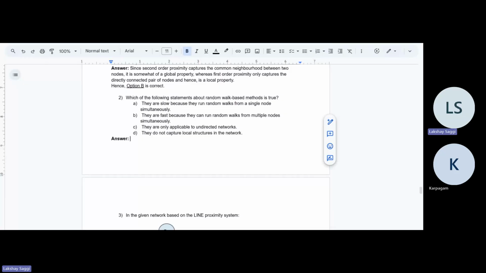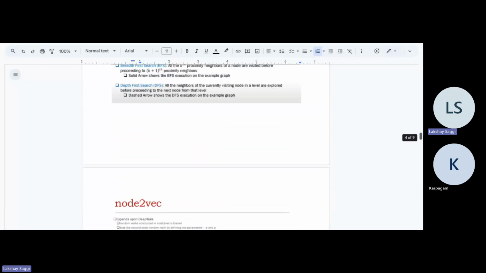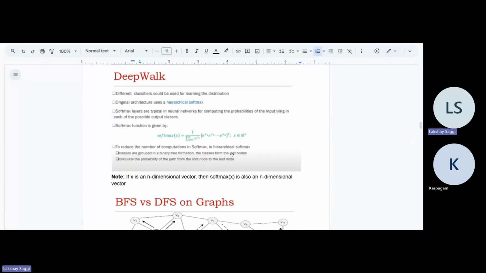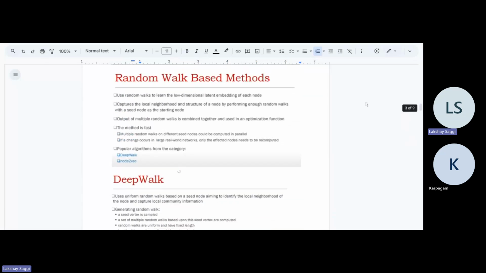So let's move on to question two. Which of the following statements about random walk based methods is true? Maybe I'll just revise this also. This is not too hard. We actually use random walk methods because they are indeed very fast. These random walk based methods are much faster than other methods, and that's why we use them.